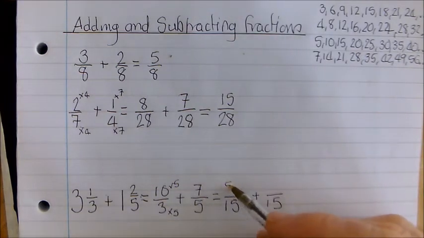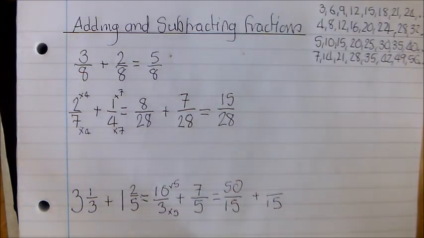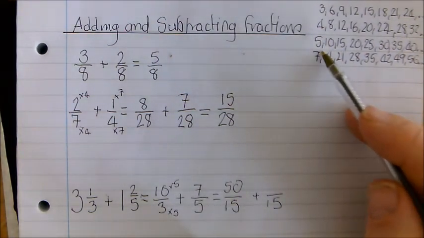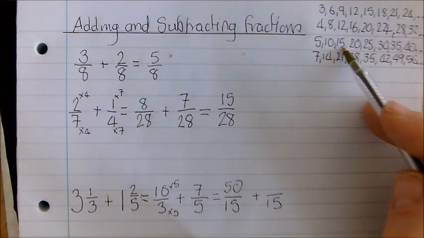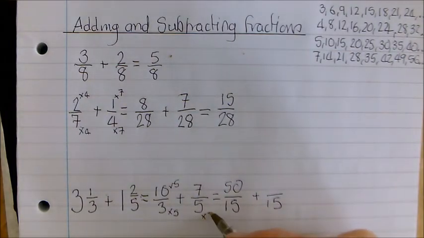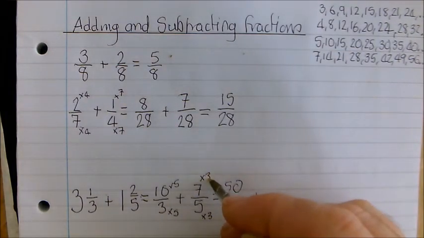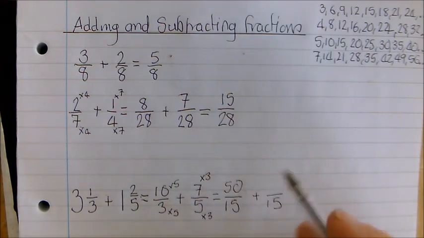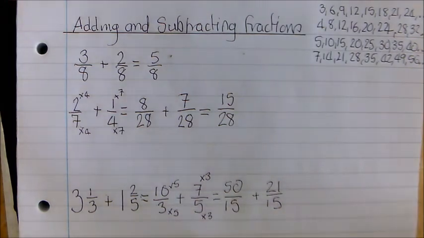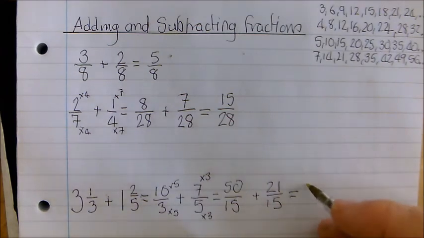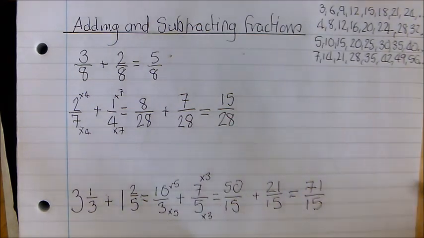So that will give us 50 over 15. The second fraction, 7 over 5, has a denominator of 5, and that's the 3rd multiple, so the denominator is times by 3, the numerator is times by 3, and 3 7s are 21. I now have a sum I can finish by adding together. 50 add 21 gives me 71 over 15.